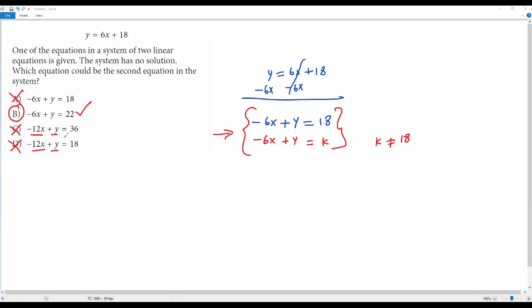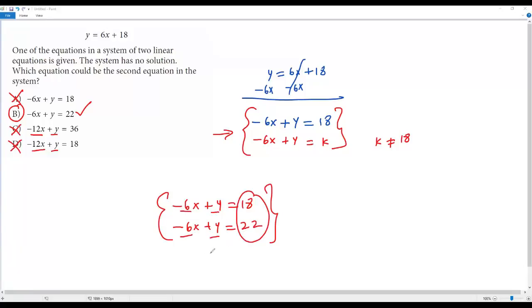Because a system which contains the two equations, negative 6x plus y equals 18, this is the given equation, and let's write the equation we have in option B, that is negative 6x plus y equals 22. So the system containing these two linear equations has no solutions because we have the same coefficients for x, the same coefficients for y, and we have different constants. So the correct answer choice for this question is option B.